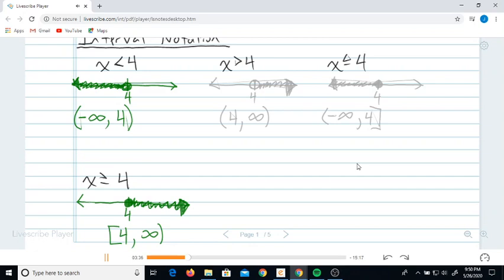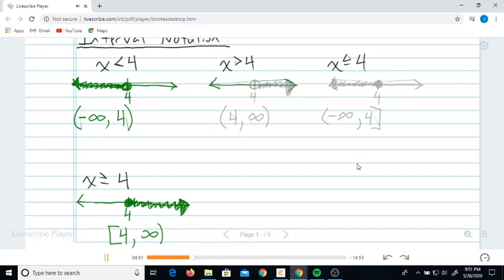So make a note right now. If you need to pause, go ahead and do so. Make a note: you use parentheses when the value is not included, and you use brackets when the value is included. Basically, anytime you have a strict inequality, you'll use parentheses. Anytime you have an or equal to inequality, you're going to have brackets somewhere. Let's go ahead and finish up these examples.